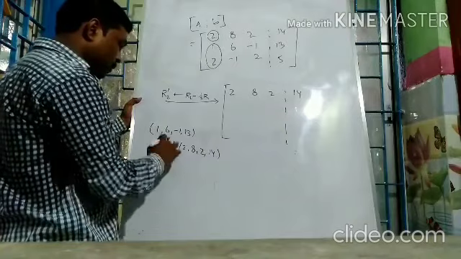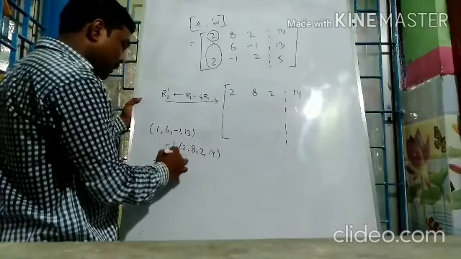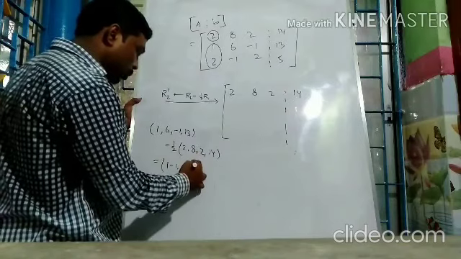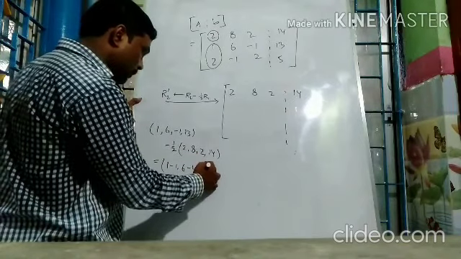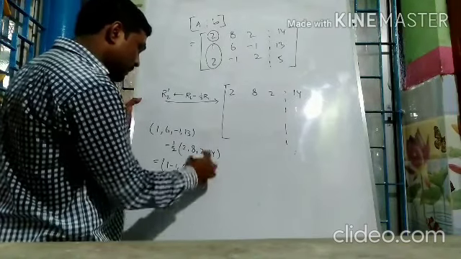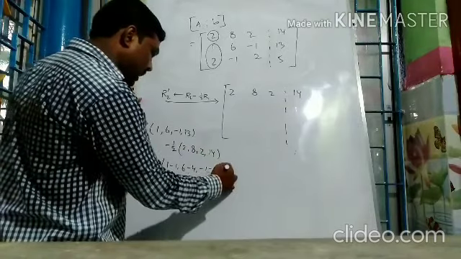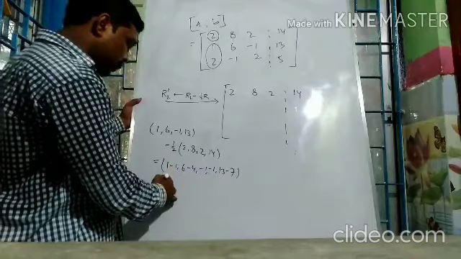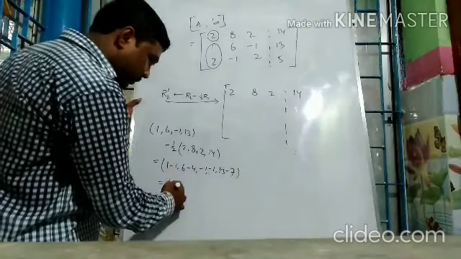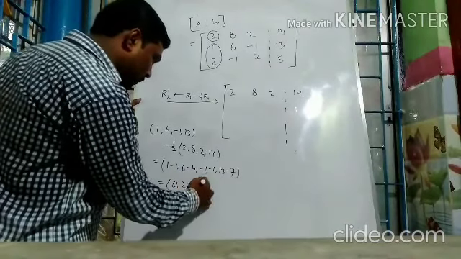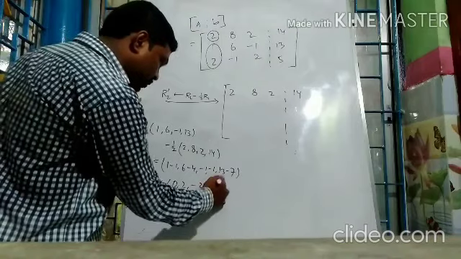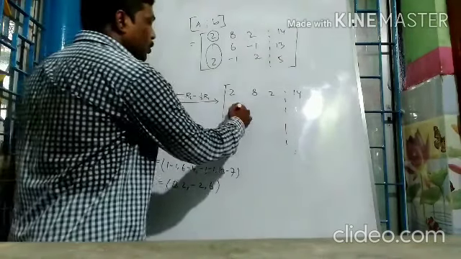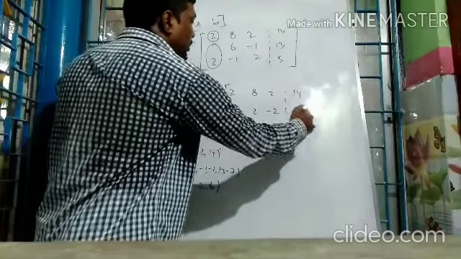Just simplify. 2 by 2 is 1, so it is 1 minus 1. 6 minus 8 by 2, that is 4, so 6 minus 4. Minus 1 minus 1 is minus 1. 13 minus 7 is 6. So it is 0 2 minus 2 6, right? 0 2 minus 2 6.